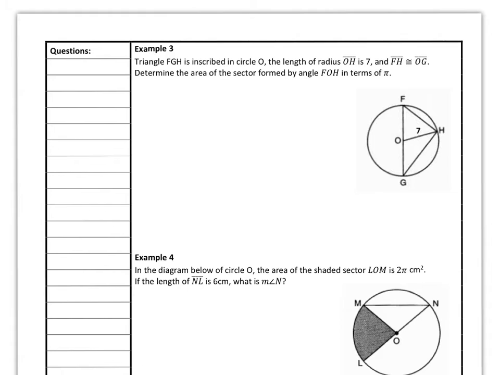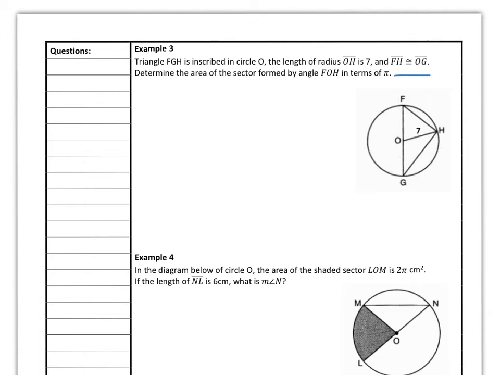Okay, so example 3, and both of these again come straight from the Regents exams. That's why we like to give them to you so you're ready for the level of difficulty that you'll see. It says triangle FGH is inscribed in circle O. The length of the radius OH is 7, and FH and OG are congruent.